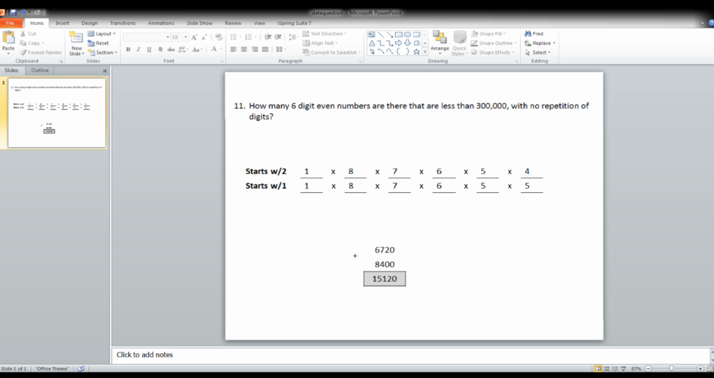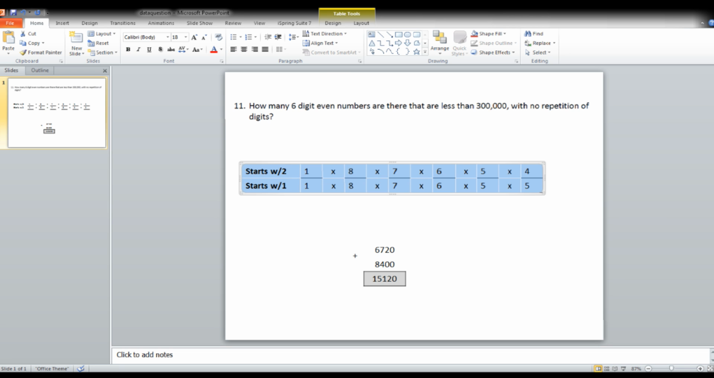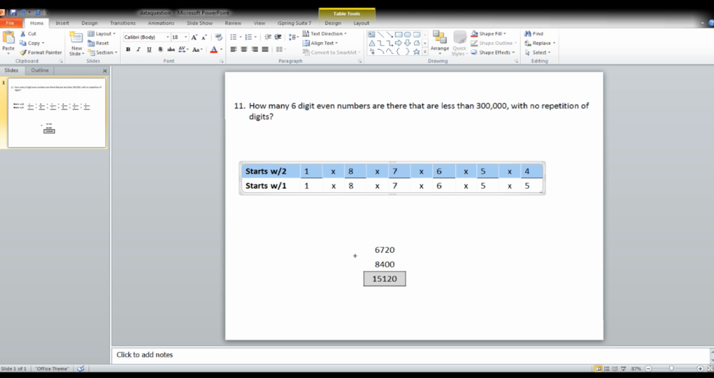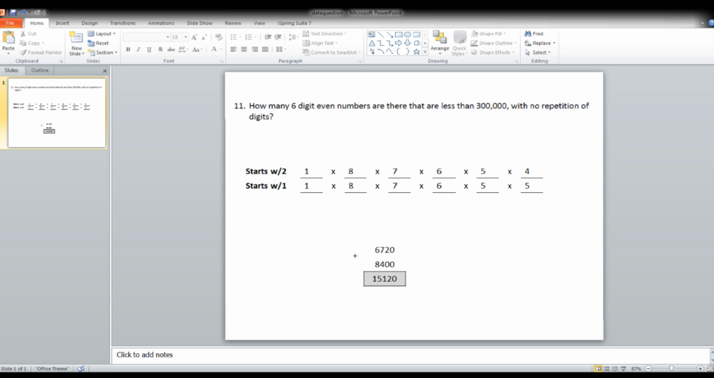Now, remember, these two cases are mutually exclusive. That is, none of these scenarios here can happen at the same time as these scenarios here. So we don't have to worry about subtracting any overlap. If that were the case, we'd have to subtract, but we can't start with a 2 and start with a 1. So we can just directly add these two numbers and we derive our final answer. Hopefully this makes some sense.